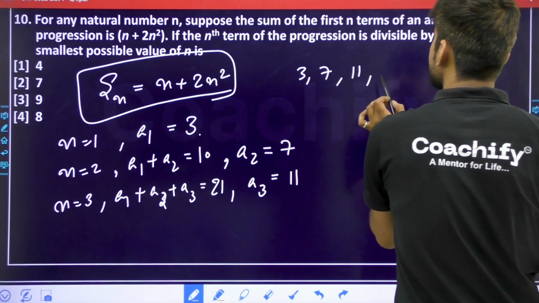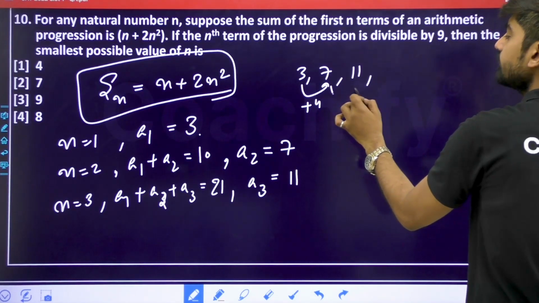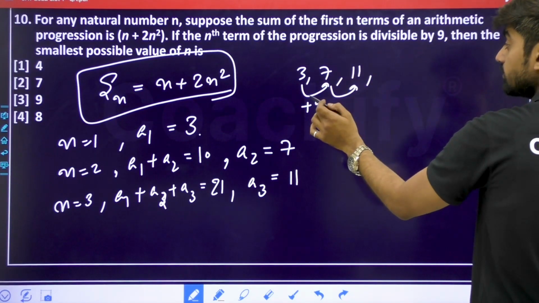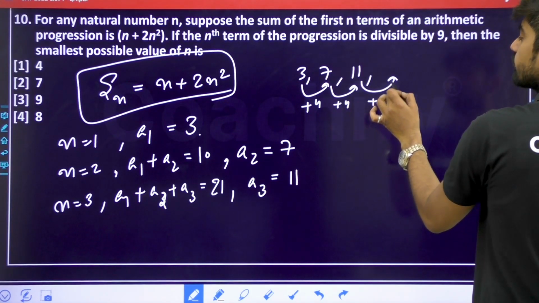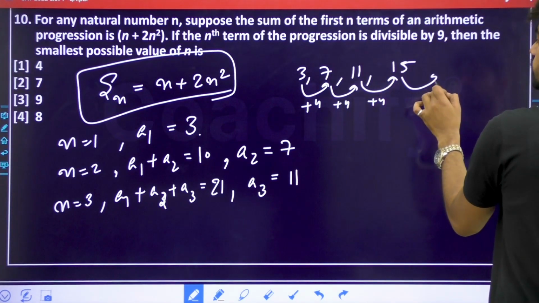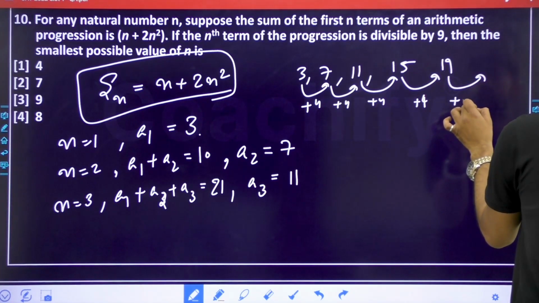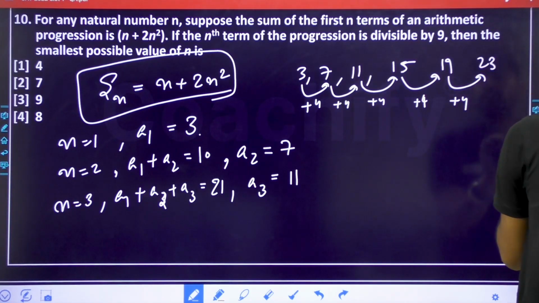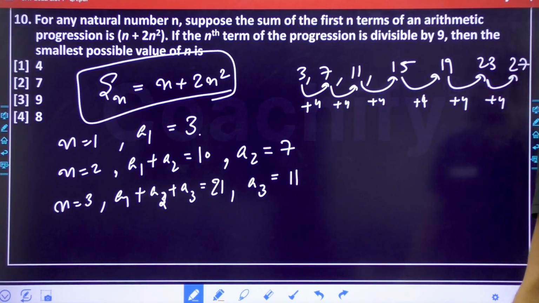So what should be my next term? What's the difference here? The difference is constant, and the difference is plus 4. The next term should be 15. The next term should be 19. Then again, if you add 4, it becomes 23. And if you add 4 again, it becomes 27.